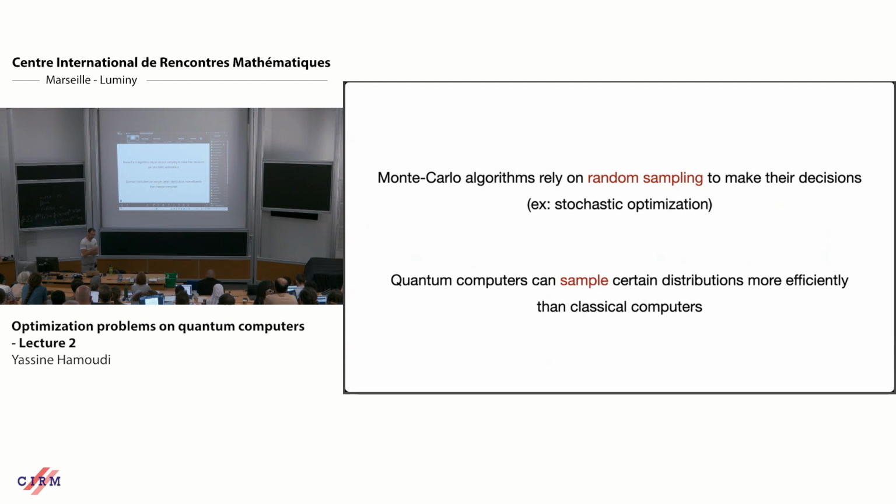Now, unlike Google, what we want to do is identify distributions which are relevant to some problems of interest in optimization. So we'll see two techniques in which, using the ability of quantum computers to sample, we can accelerate some optimization tasks.